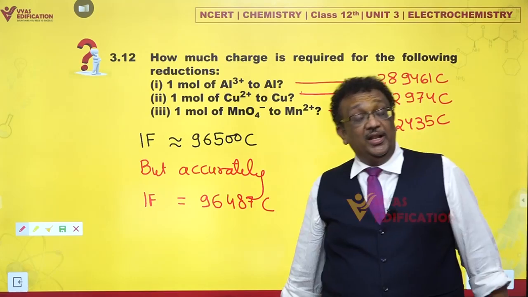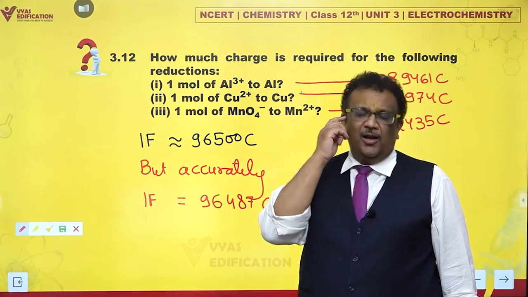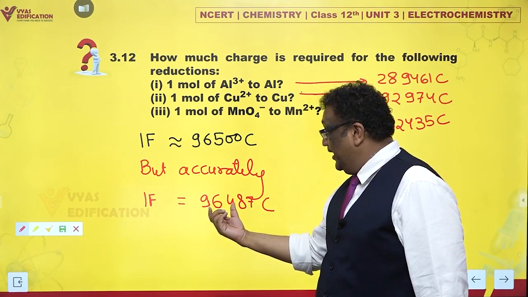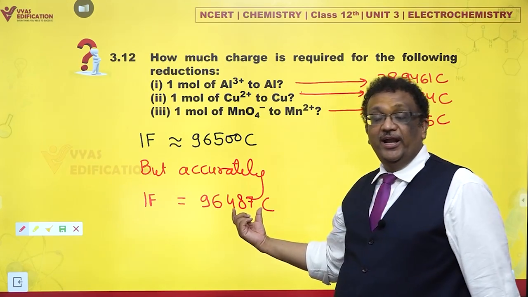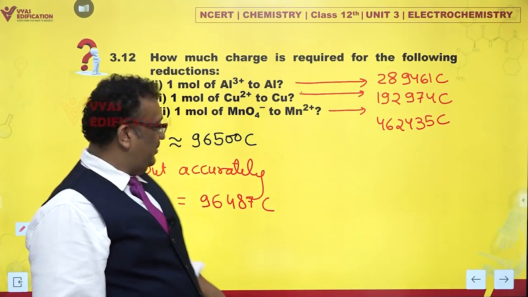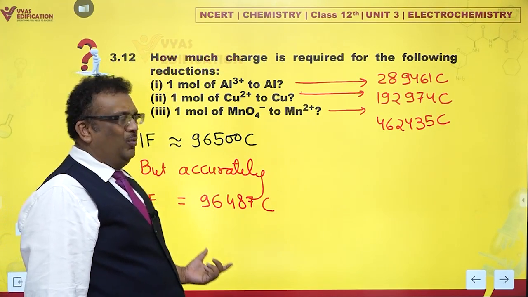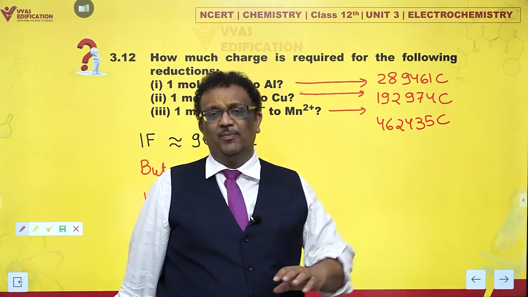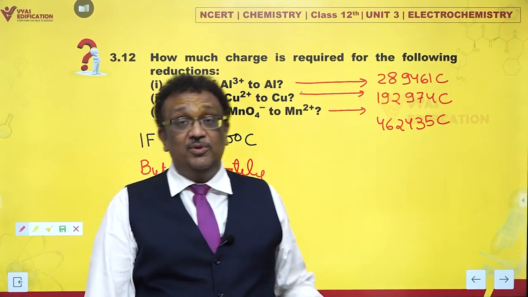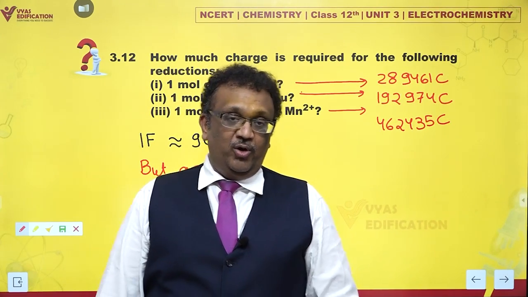Done? Well, in this solution, please remember, I gave you an approximate value of 1 Faraday, which is roughly 96500 coulombs, but more accurately, 1 Faraday is 96487 coulombs. There's a very small difference, less than 0.1%, but still there is a difference. If you use a more accurate value of 1 Faraday, calculation is not difficult. You just have to multiply by 2, 3 or 5. These numbers are very close to the numbers which I quoted, but these are more accurate answers. What do we do for NCERT?